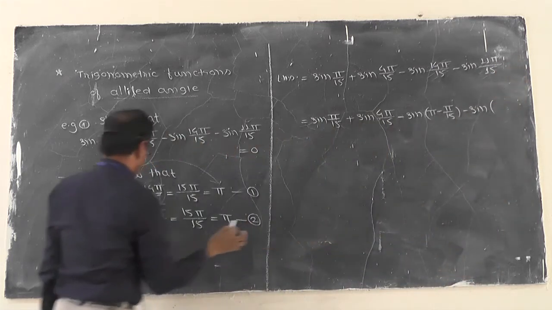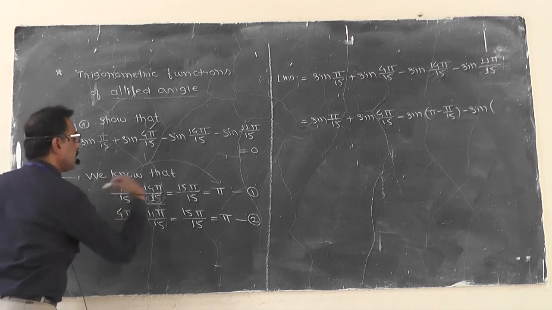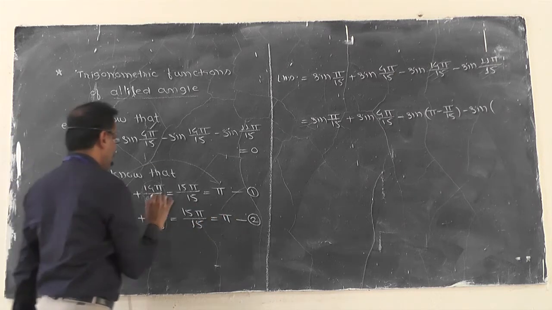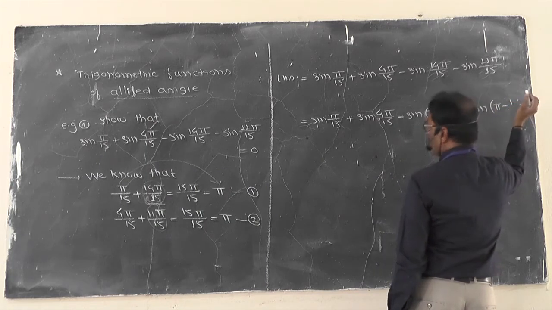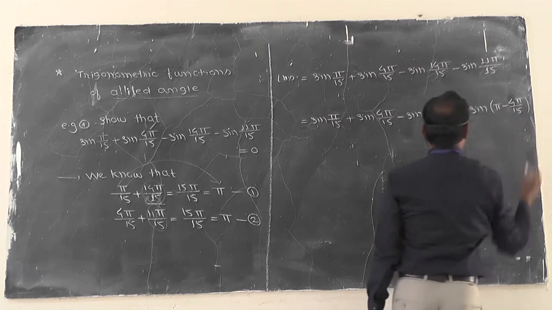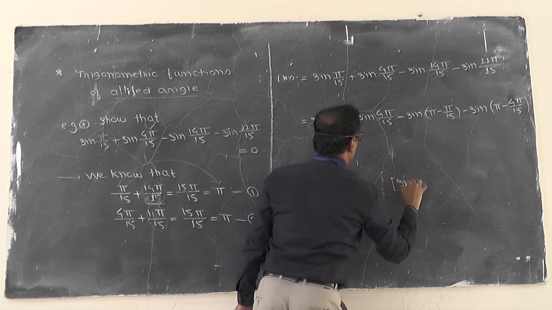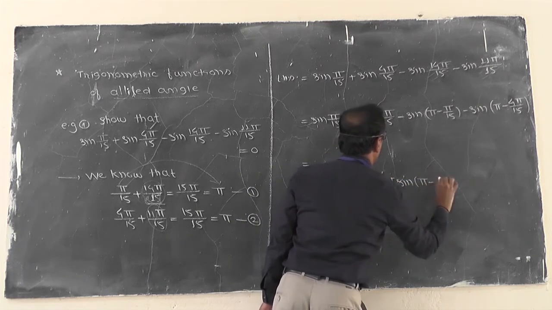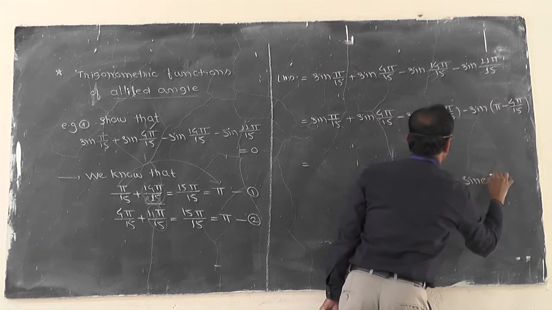Then minus sine of this 11 pi by 15, I will replace now. How this 11 pi by 15 replaced by? This 4 pi by 15 shifted on right. So 11 pi by 15 is written as pi minus 4 pi by 15. Now after this we will write now. This formula we are knowing. What is the formula for sine of pi minus theta? It is allied angle formula. It is simply sine theta.